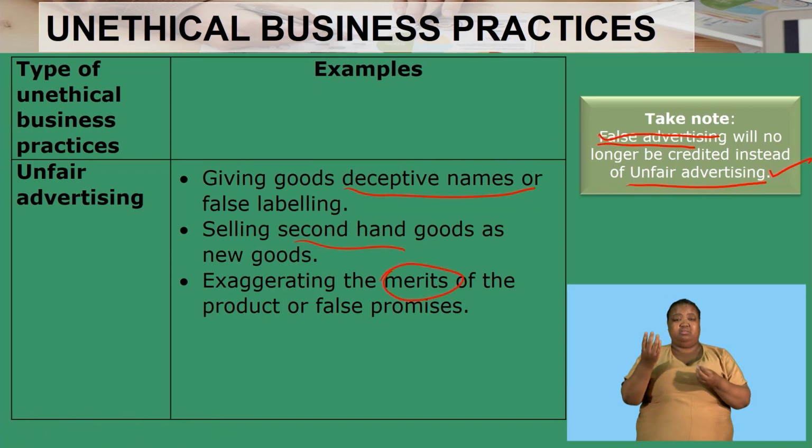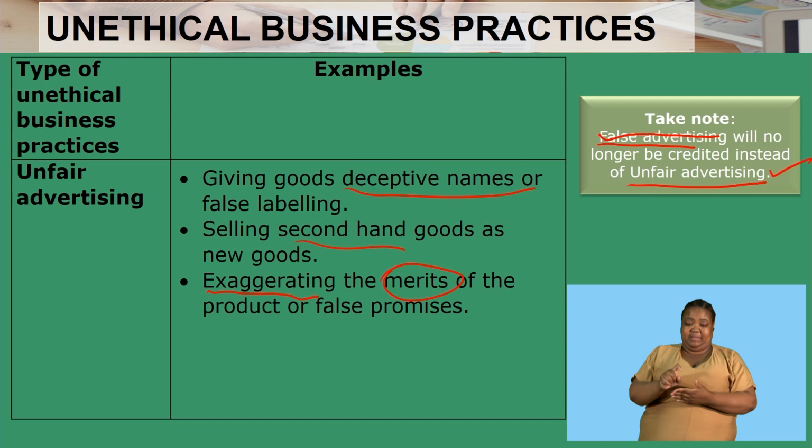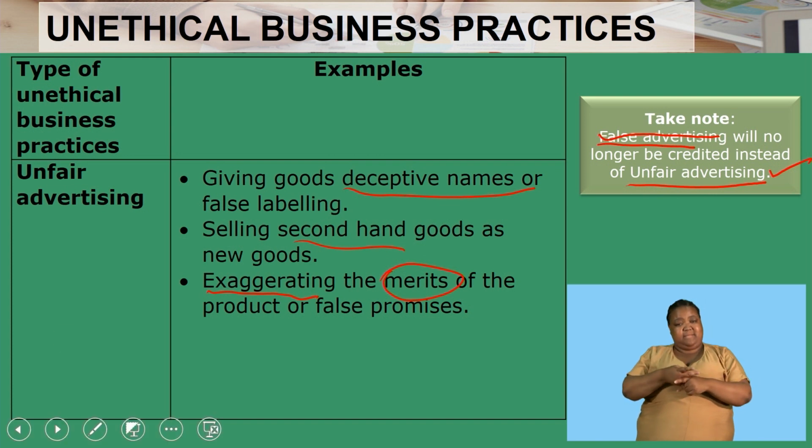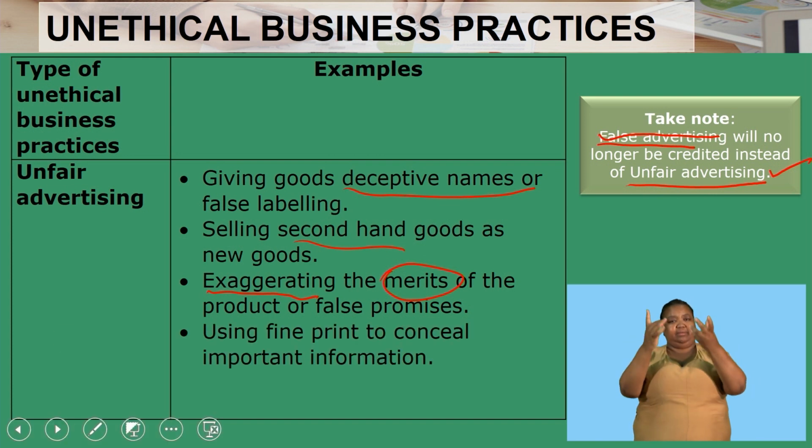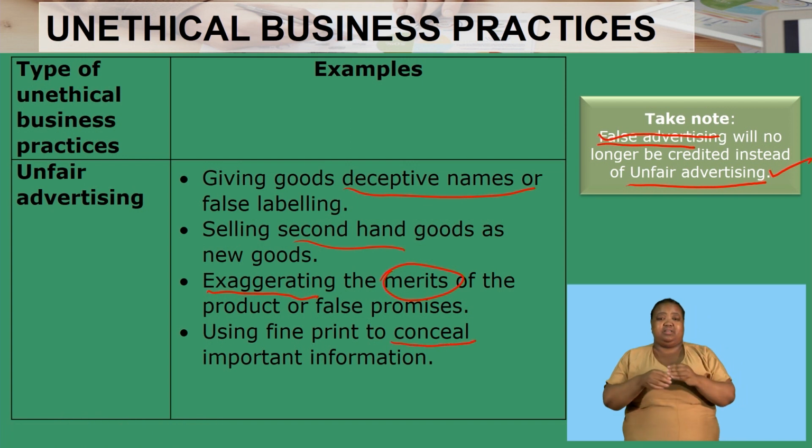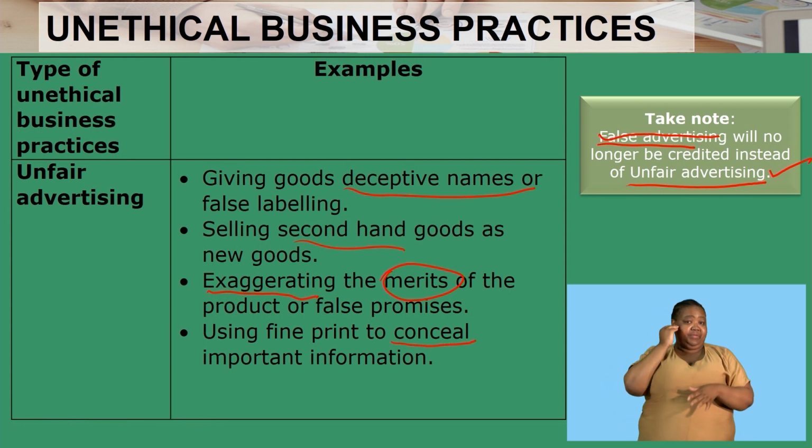Right, so we've got exaggerating the merits, or you can say the benefits of the product, or false promises. So you need to be honest again. Do not exaggerate. It doesn't matter how much you want to make profit, but you need to be honest and not exaggerate the merits of the products or give them false promises. Right, using fine print to conceal. What is to conceal? To cover important information. You must not do that. Customers must see exactly what they are buying.